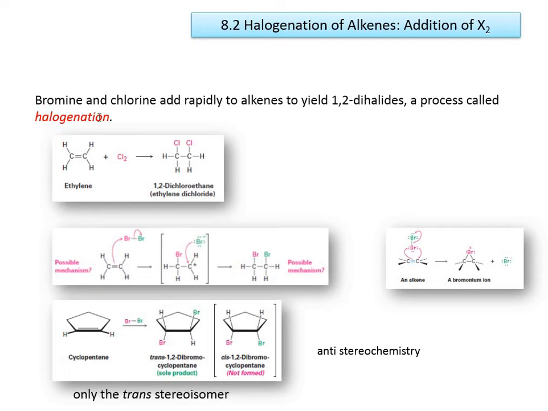The second reaction is halogenation of alkenes. Addition of X to X here, halogen, can be Cl or Br in this specific case. Bromine and chlorine can add rapidly to alkenes, and we generate 1,2-dihalides, and the process is called halogenation. And the reaction is this: you have a carbon-carbon double bond functionality, an alkene, you have a diatomic halogen molecule, and this will be added to the double bond. So with Cl2, Cl will be added to each carbon, and these are called 1,2-dihalides. In this specific case, we have ethylene and Cl2. We are obtaining 1,2-dichloroethane.